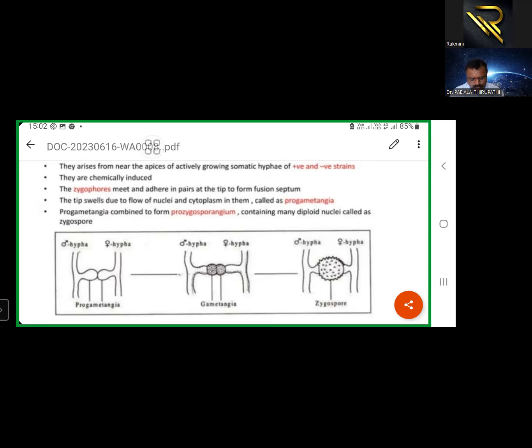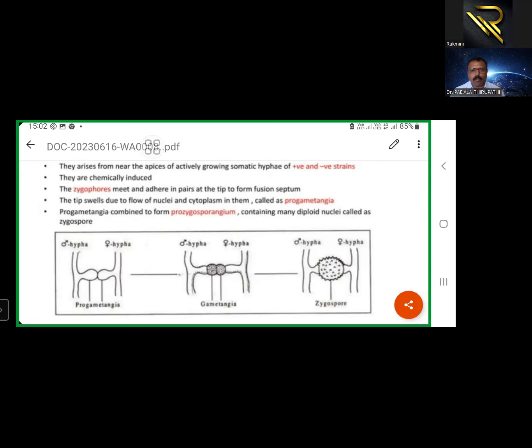At the point of contact, what will happen? The gametangial walls will be dissolved. So the contents present in these two gametangia are mixed with each other. The contents, that means the cytoplasm, nuclei and cell organelles present in these two gametangia, are mixed with each other. As a result, one structure will develop. That structure is called a zygospore. How is this zygospore produced? In the third diagram, you can see this zygospore.